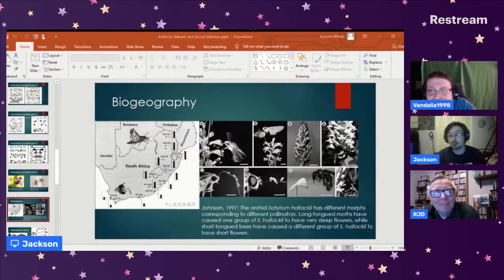So we're talking about yet another orchid. Orchids are a really cool group of flowers. This orchid is called Satyrium hallackii, and it is pollinated by different pollinators depending on where it lives. It's in South Africa, and in the southern end of this mountain range, it's pollinated by bees. Well, bees have very short tongues compared to hawk moths. Hawk moths have very, very long tongues. The depth of the flower correlates with who pollinates it. So the very short flowers for the bees are at the southern end, and the flowers get progressively deeper as you go north, where you're pollinated by hawk moths. And in the middle area, you have intermediate length flowers because you get pollination by both.